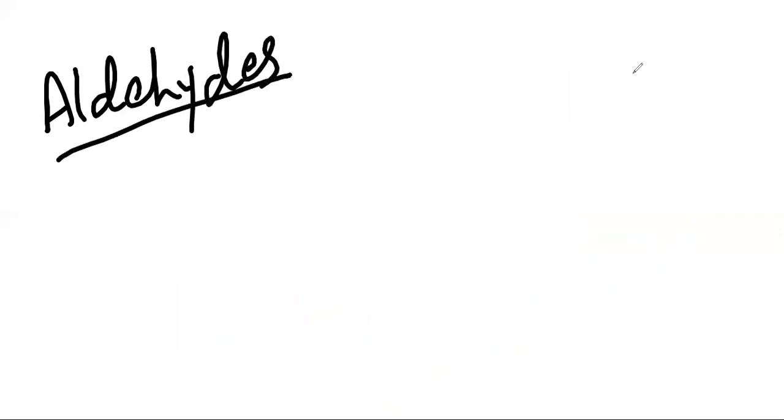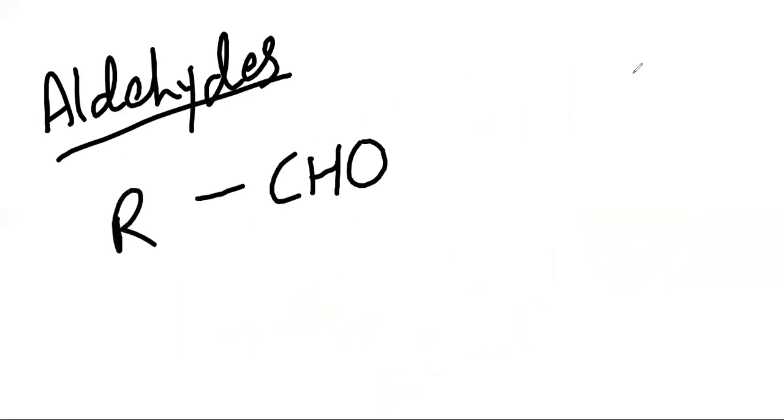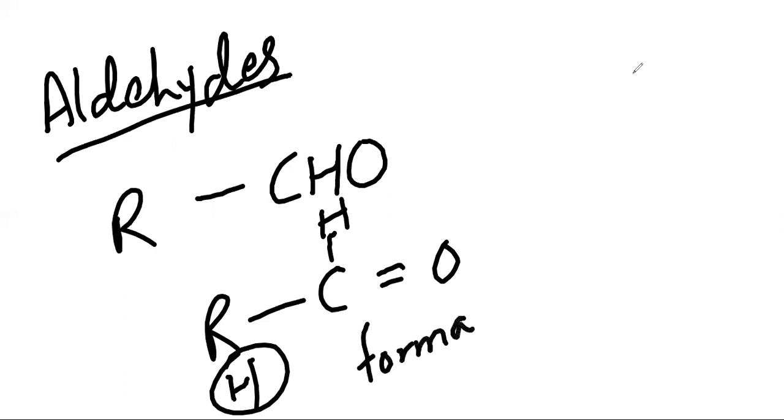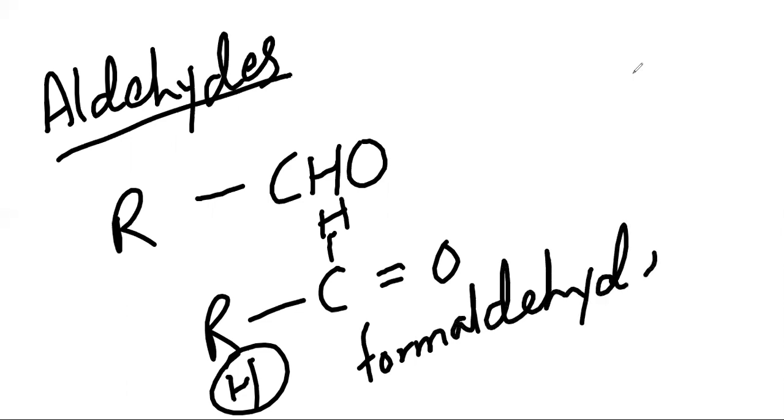Aldehydes. What are aldehydes? CHO is the functional group. Like this. If we are adding H here, then it's called formaldehyde. By only adding H, its name is formaldehyde.